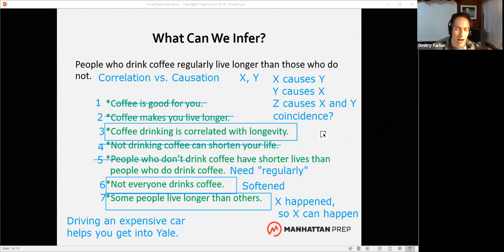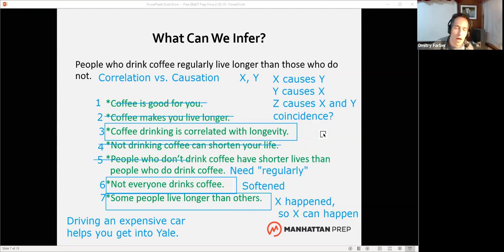So we can't say 5 is a valid inference because it needs the word regularly. If we have regularly, then it's just a flip, right? If we have regularly, it's like we saw before, it's a flip. If people who drink coffee live longer, then people who don't drink coffee live shorter, right? That would be a good old flip.